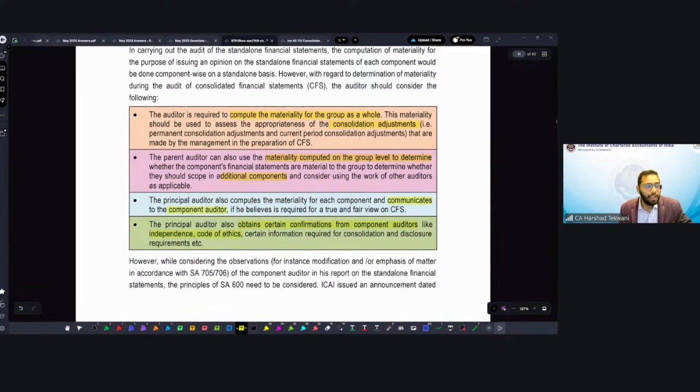Even if you do the testing, if you do the steps given in SA 620 with respect to that expert's competency and skill, still you will be responsible. Correct, sir. Thank you.